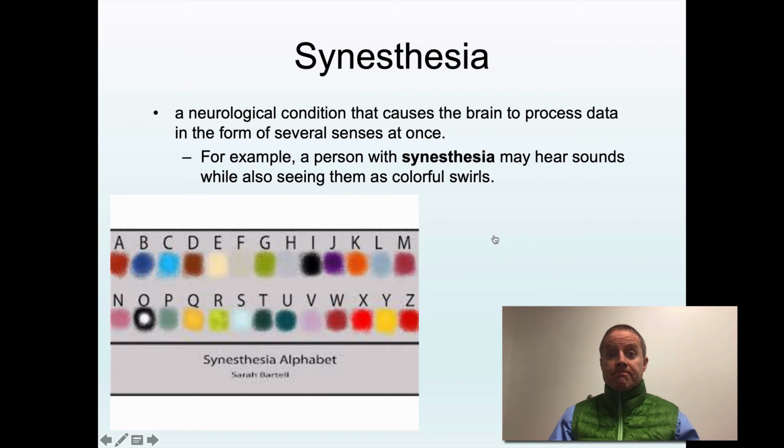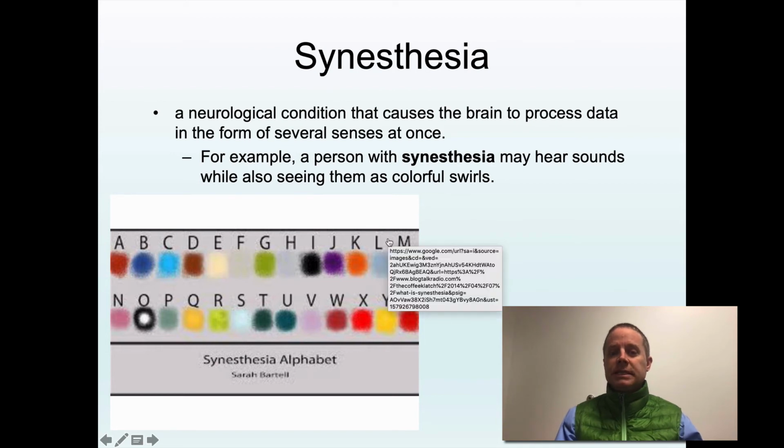Another disorder with the senses is called synesthesia. This is neurological. It's when the brain will process stimuli in more than one sense. So, for instance, you may hear sounds, but you also see colors when you hear them. So that would be unusual to live with, maybe challenging.